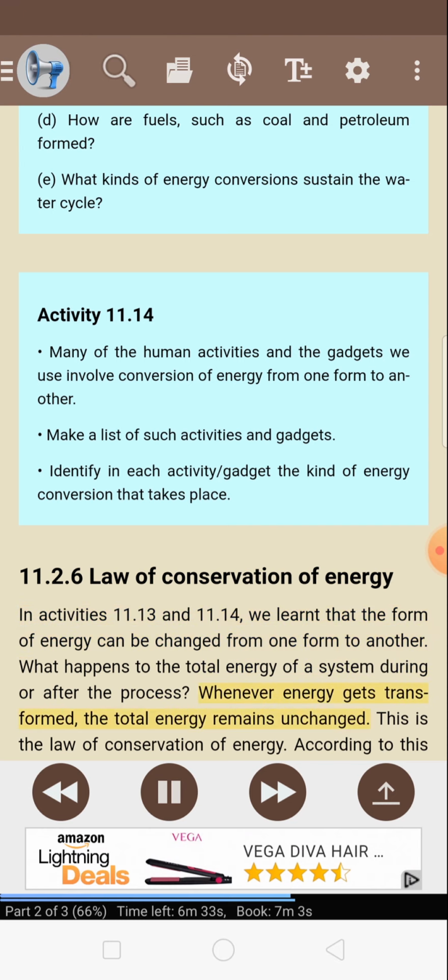According to this law, energy can only be converted from one form to another. It can neither be created nor destroyed. The total energy before and after the transformation remains the same. The law of conservation of energy is valid in all situations and for all kinds of transformations.